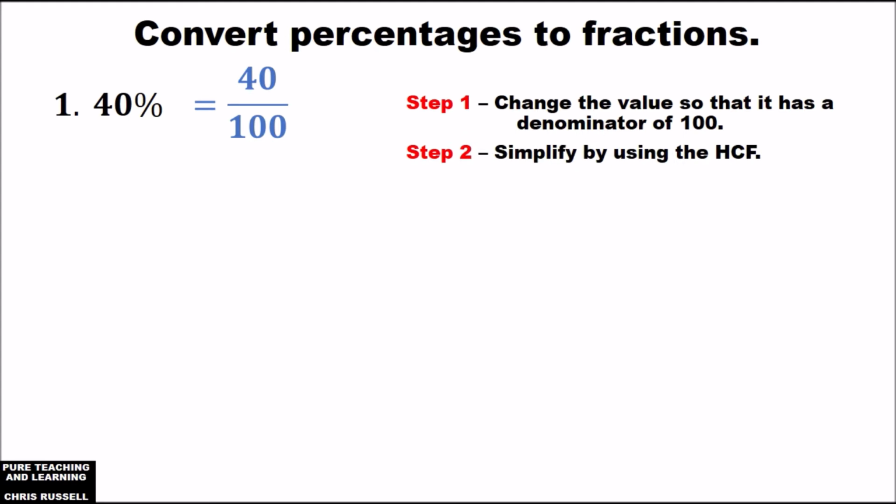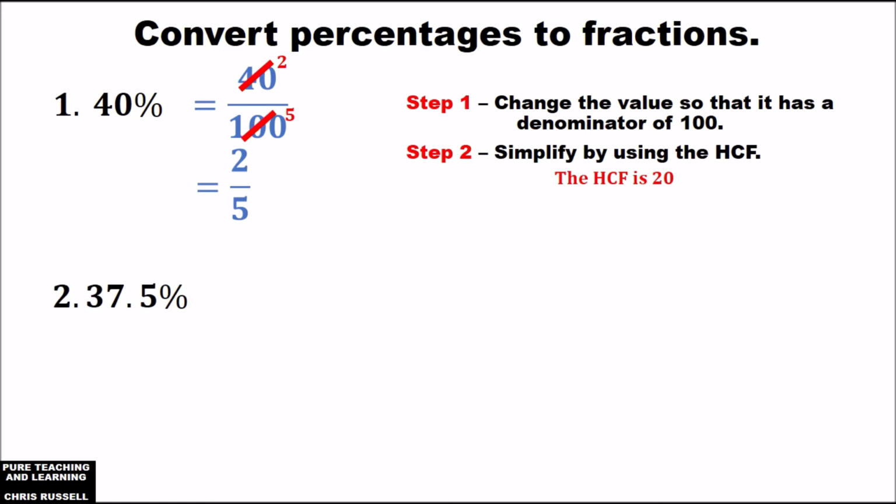Second step, simplify by using the highest common factor. In this case, 20 goes into both 40 and 100. 20 goes into 40 twice, 20 goes into 100 5 times. Now we've simplified the fraction to 2/5.